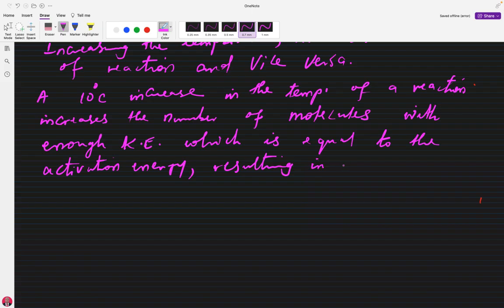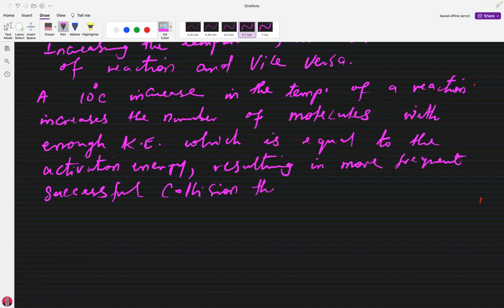Resulting in more frequent successful collisions, a collision that leads to a faster reaction rate.